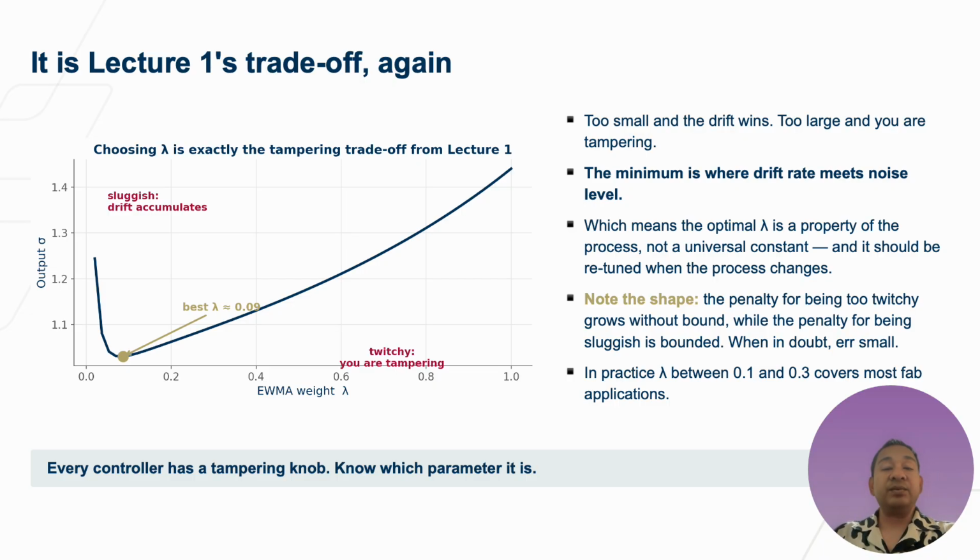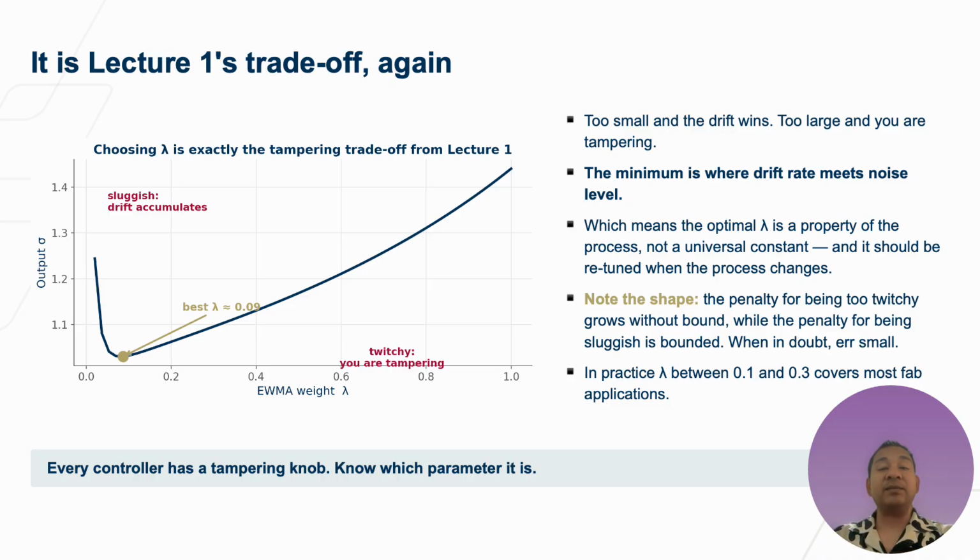The penalty of being too twitchy grows without bound. Push lambda towards 1 and the variance keeps climbing. The penalty for being sluggish is bounded. So at worst you get the open loop behavior back. So when in doubt, err small. The sluggish controller is a controller that is not helping much. A twitchy controller is actively making things worse, and it will do so confidently.